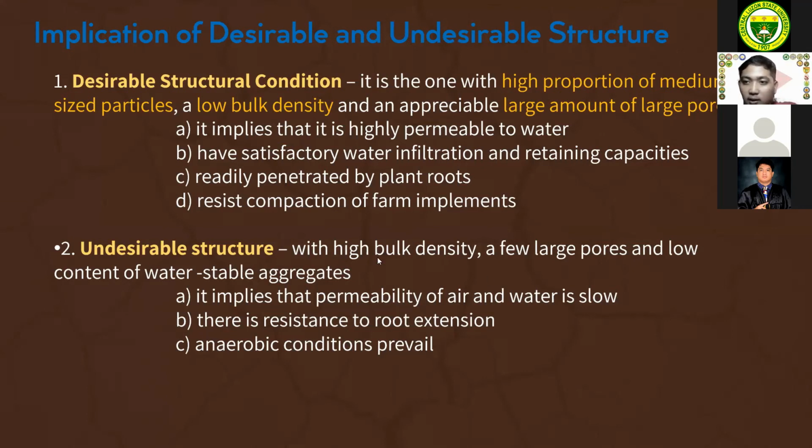Ito yung tinatawag natin compacted na lupa pag high bulk density. A few large pores and low content of water, or low content of water stable aggregates. It implies that permeability of air and water is low. So hindi nakaka-penetrate doon yung air and water, or it's very slow yung movement ng water within the soil. So it has an undesirable structure.